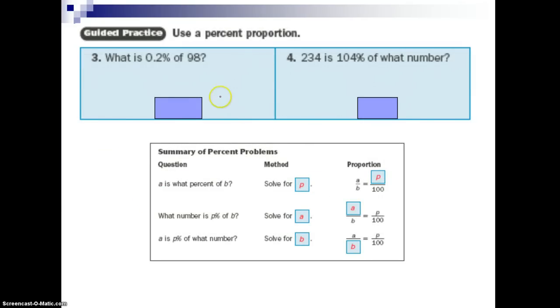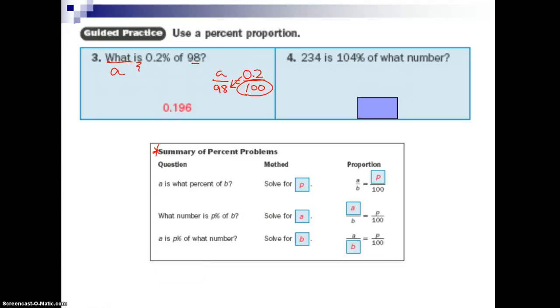Please try number 3 and 4. Remember the summary of percent problems. "What is," so there's "what" and here's "is." So you're finding A. That means B is 98. And then put the percent as a decimal over 100. Multiply the diagonals, divide by 100. And if you have not solved this by yourself yet, please solve it first. Pause the video, solve it, and then check your answer.